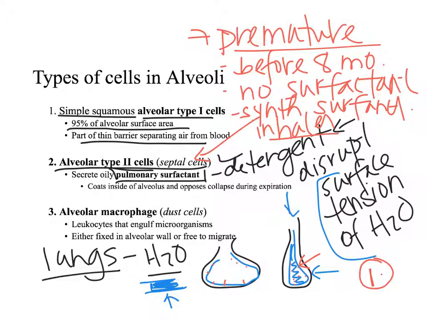If they know you're going to deliver early, they'll give the mother a steroid, and that's going to try to trigger the baby's lungs to develop quickly. Now the third kind of cell is the alveolar macrophages, and they used to call them dust cells. Basically, these are big macrophages, and they're going to go around and gobble up any invaders. So they're part of your immune system.